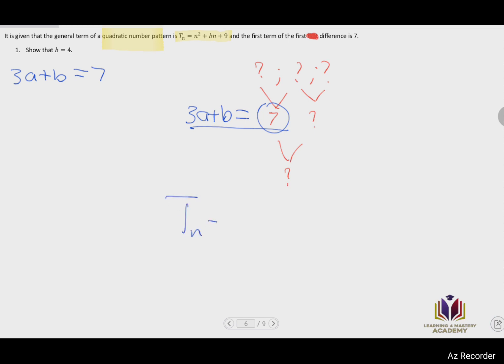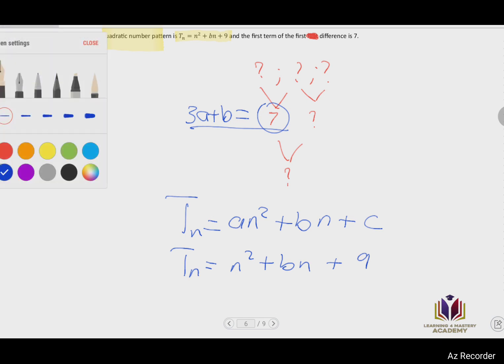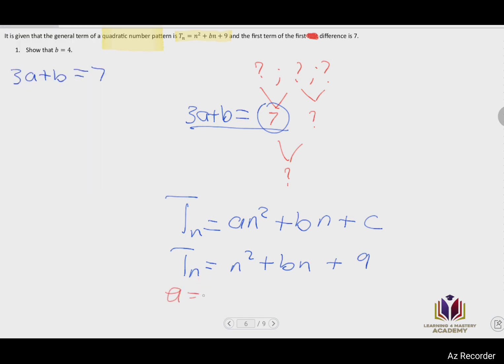We have our general formula here, which should be an squared plus bn. The format is an squared plus bn plus c. And the formula that we are given, the general formula we are given, is Tn equals n squared plus bn plus 9, right? What does this mean? This means a, since it's invisible over here, it's 1, right?